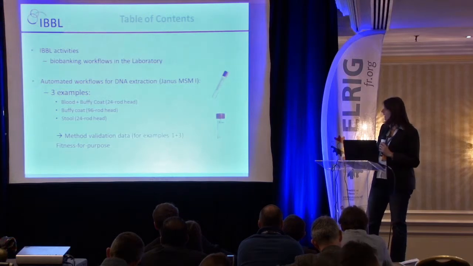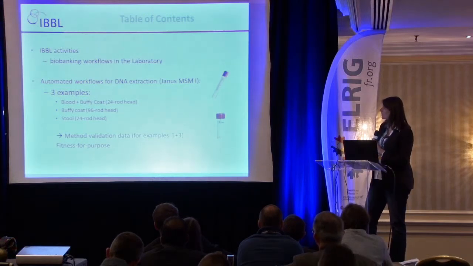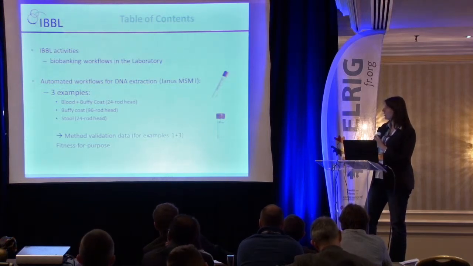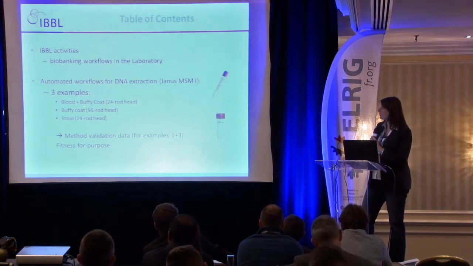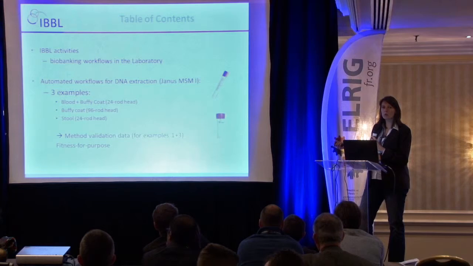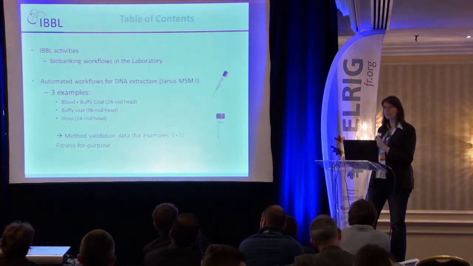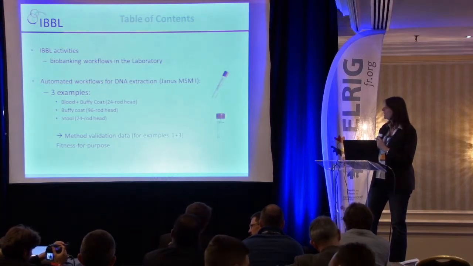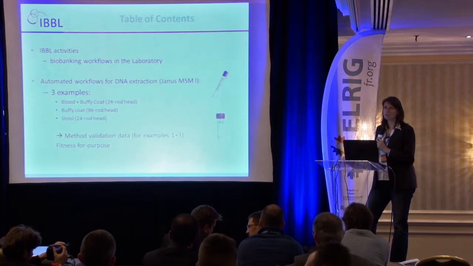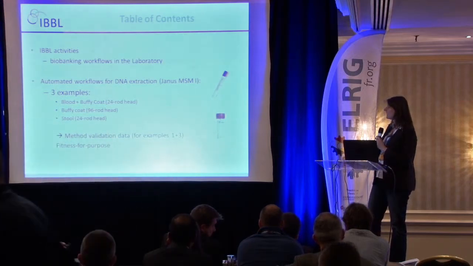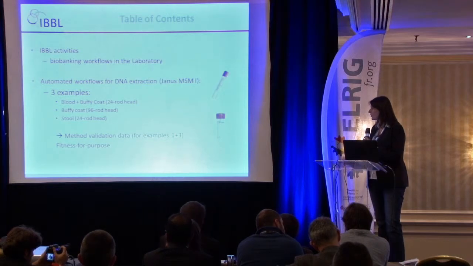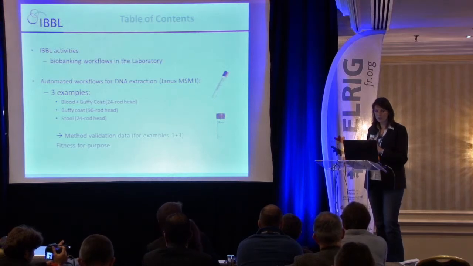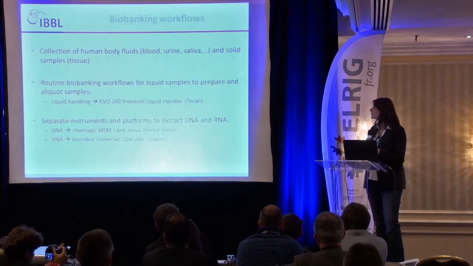There I will give 3 examples, where we will really see the workflow that we do in IBBL for DNA extraction. First of all, it will be from blood or from Buffy coat. Then I will give an example of how we automated this and what the outcome is, together with the method validation data. Also from low volumes of Buffy coat, where we also extract DNA. And also from another sample type, which is feces, so stool samples. For all of these, I will show some data that we have produced in IBBL, which I would like to share with you today, in the sense of automation, of course.